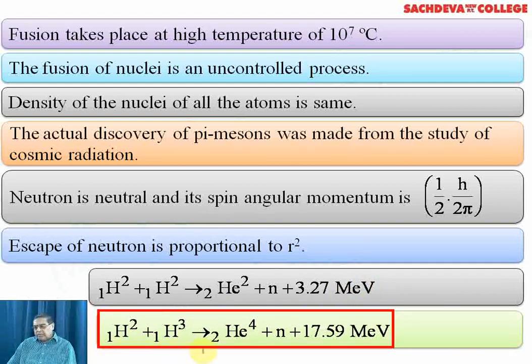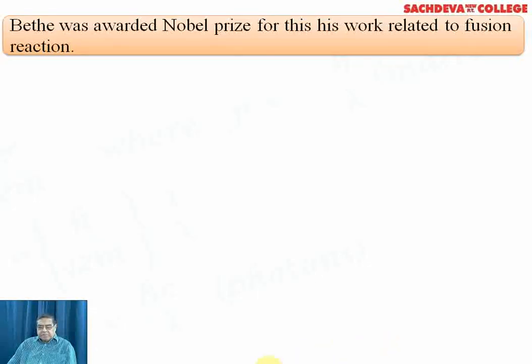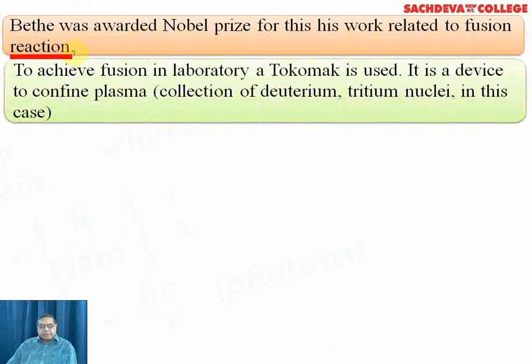1H2 and 1H3, this is another fusion. This is called deuterium-tritium fusion. It gives rise to 2He4 along with a neutron and 17.59 million electron volts of energy. All reactions obey the law of conservation of charge and mass. Bethe was awarded the Nobel Prize for his work related to the fusion reaction.